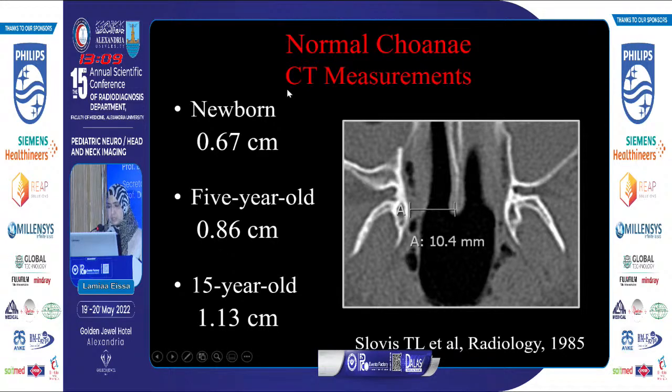The measurements are usually made, and there are also average measurements. In the newborn, the measurement of the single cavity of the posterior nares is usually 6 millimeters. In a 5-year-old, it reaches 8 millimeters, and in a 15-year-old, it reaches 1.1 centimeters.